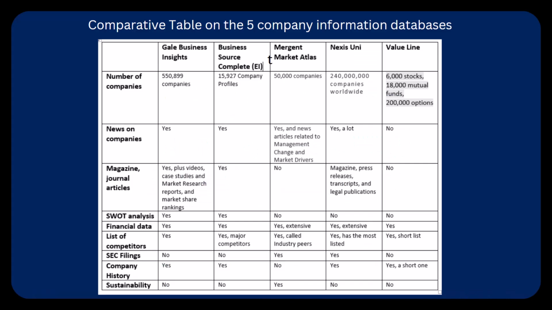Here is the comparative table of the 5 databases that have been presented in this video. They are compared on the number of companies that are included in each database, if the database includes news, magazine, or journal articles on the companies, if they contain a SWOT analysis, and if financial data, a list of competitors, SEC filings, and a company history is available, and finally, if sustainability information or the ESG score is available on a company. You can use this comparative table when determining which database to use.